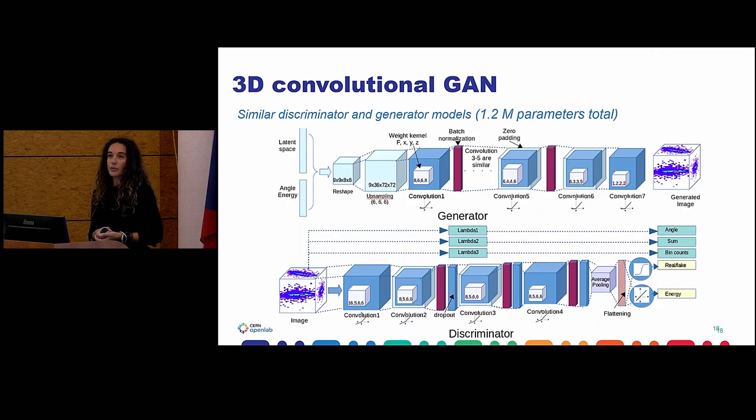So you can run a three-dimensional convolutional GAN. This is not a standard architecture. We have redesigned it and optimized it in order to fit our problem. However, I would like to stress that this is a relatively small network with respect to what standard algorithms such as ResNet, ImageNet, or any other convolutional neural network are.